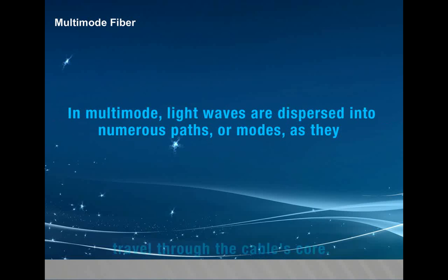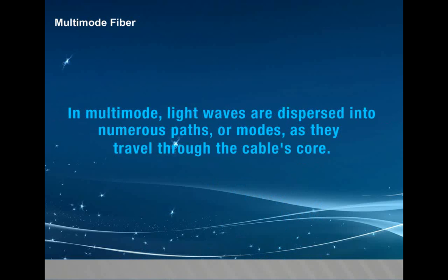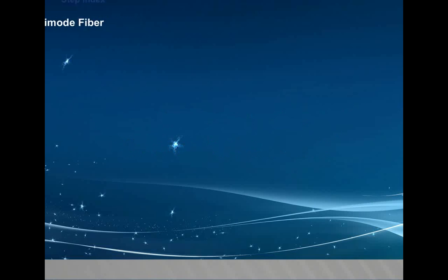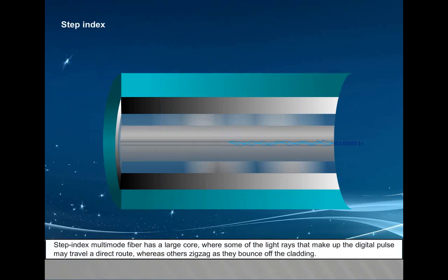Multimode fiber. In multi-mode, light waves are dispersed into numerous paths or modes as they travel through the cable's core. Step index. Step index multimode fiber has a large core where some of the light rays that make up the digital pulse may travel a direct route, whereas others zigzag as they bounce off the cladding.